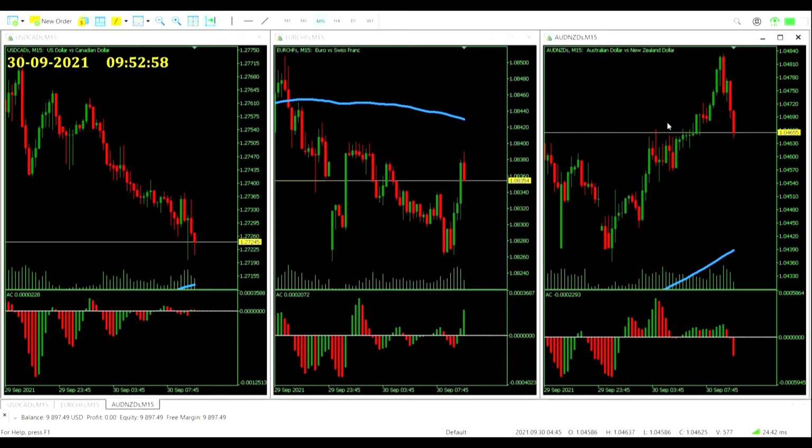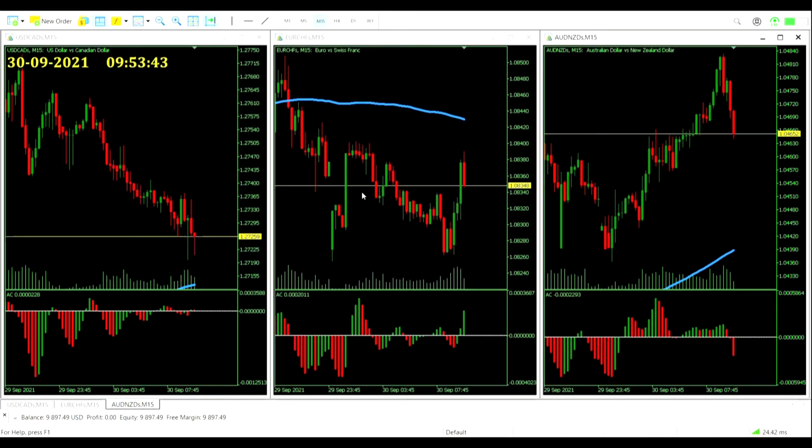An Australian dollar, New Zealand dollar on the right. It's the opposite to that Euro Swiss franc. Price has been coming down here. A few red candles. And the accelerator oscillator with a big move beneath zero. If price does return, then we could get in with a buy trade. Judging from the last couple sessions, I don't think it would take too long for us to get into a trade with the accelerator oscillator.